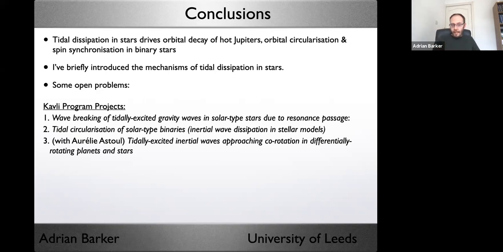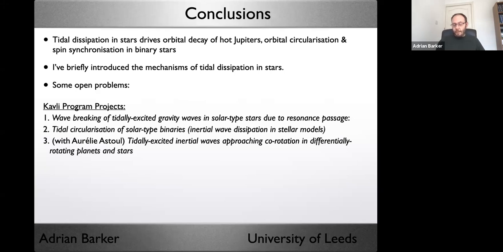So for the Cavity program, of the projects I've proposed, one of them is to look at wave breaking of tidally excited waves in solar type stars, these gravity waves, due to resonance passage. One of the projects is to look at tidal circularization of solar type binaries using inertial wave dissipation in the pre-main sequence stage, in particular using stellar models. And the third project is in collaboration with Aurelia Stool, who's my STFC funded postdoc. And she has proposed a project on tidally excited inertial waves approaching co-rotation in differentially rotating planets and stars.